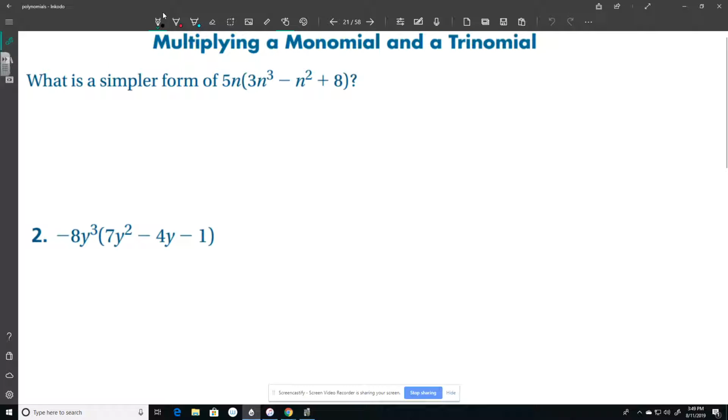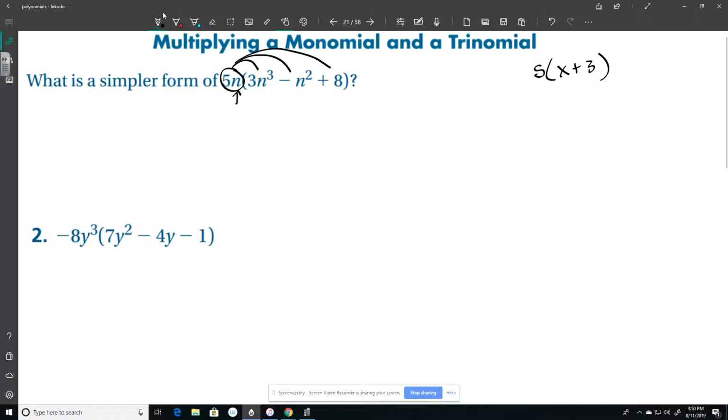Moving on. Multiplying a monomial and a trinomial. This is just distribution. You've done that before. And I think you should have even done it when, instead of just having a 5 in front of the parentheses, you have a monomial. So there's more than just a 5. This one is a 5n in front. But we do it the same way. We take what's in front and we multiply it by everything on the inside.